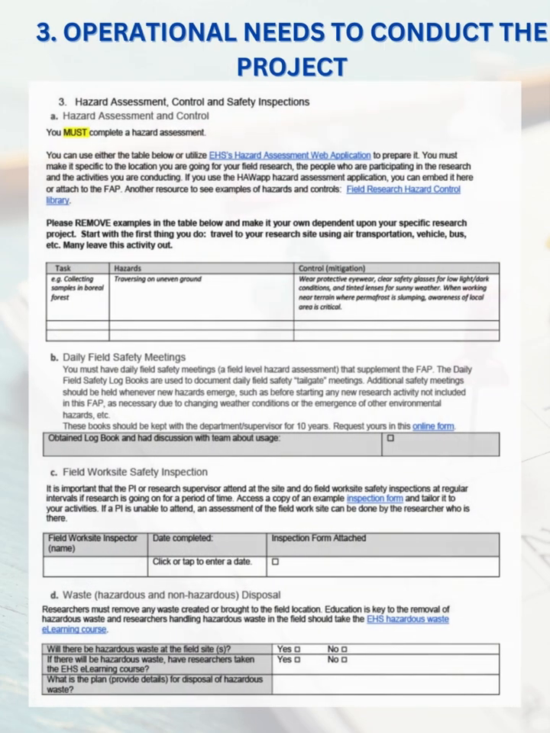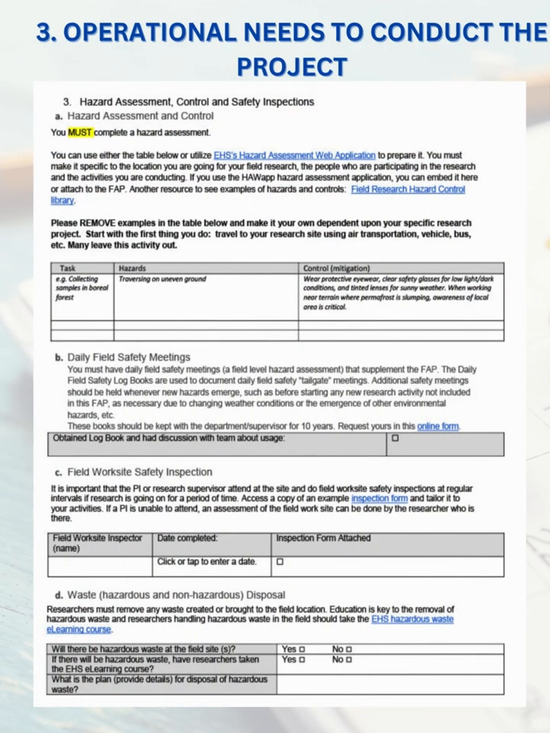Sections 3B, C, and D, 8, 9, and 11 deal with the logistics of conducting field research. Some of these items will be addressed at the field site. However, the FAP identifies logistics that need to be addressed prior to leaving. Section 3B. Daily field safety meetings. These meetings will be discussed in Module 3. However, you need to ensure that your group has obtained the daily field safety logbooks prior to departure and are trained on their purpose and use.